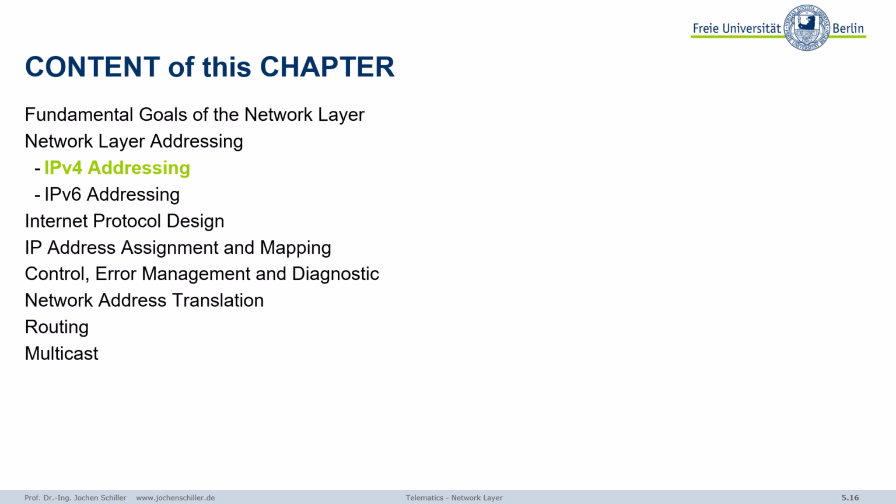Now let's have a closer look at how addressing is really done. We start with IP version 4 because a lot of traffic in the internet still uses this rather old addressing scheme, so you should know how this works, and we'll learn a lot about what could be done better, and then we'll look into IP version 6.